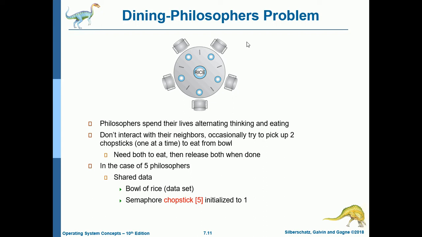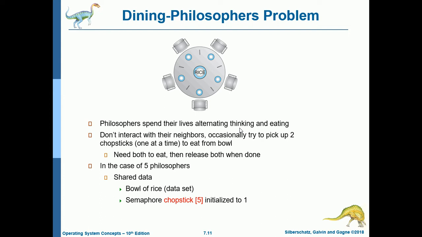So what is the situation or context of the dining philosophers problem? Philosophers spend their lives alternating between thinking and eating. For this assumption, they cannot think and eat simultaneously. If they're thinking, they are thinking; if they're eating, they are eating. They don't interact with their neighbors.